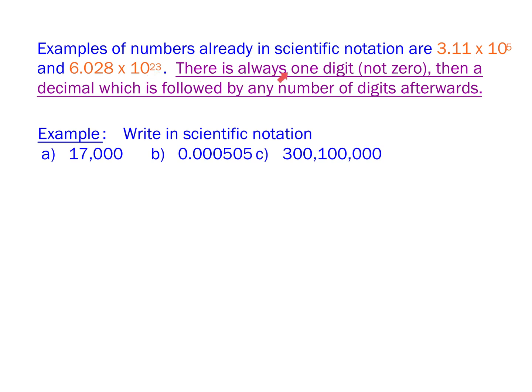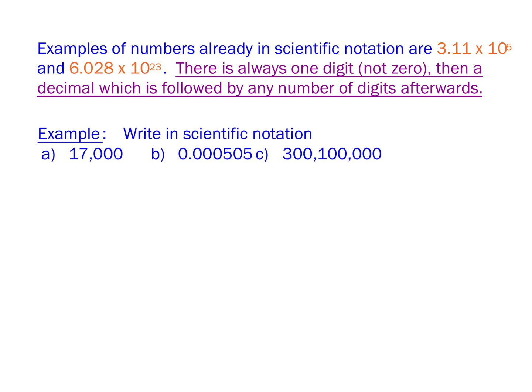There's always exactly one digit, can't be a zero, then a decimal, and then after that you can have any number of digits afterwards. Now you're not going to write like 10 digits after the decimal. Even if there are 10 digits that aren't zeros, you're going to probably round it to the nearest 2 or 3 or 4. You probably wouldn't go much past 4. So now we've got 3 examples here. We're going to write each of these numbers in scientific notation.